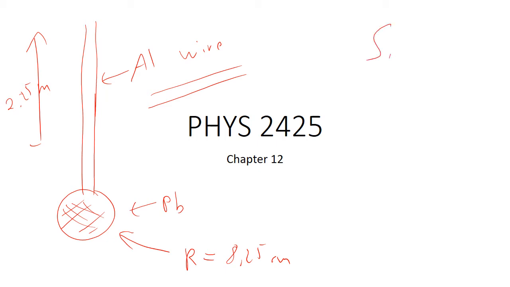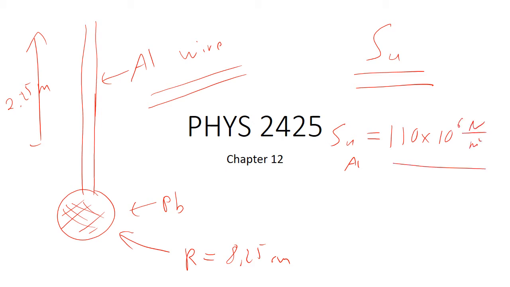So that means I'm looking at the ultimate strength of aluminum. So we need to look up on a table somewhere the ultimate strength of aluminum. For aluminum, the ultimate strength turns out to be 110 times 10 to the 6 Newton per meter squared. Now, we know that the ultimate strength is a measure of stress, so that's F over A. And so that's going to be equal to mg over pi r squared.